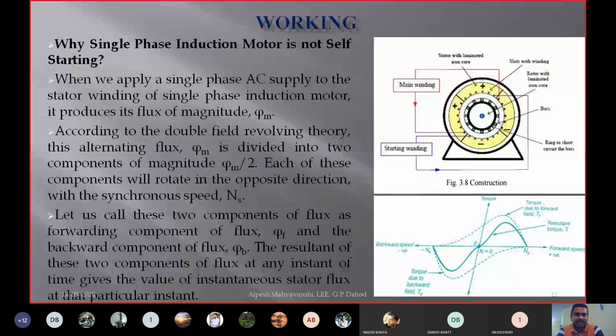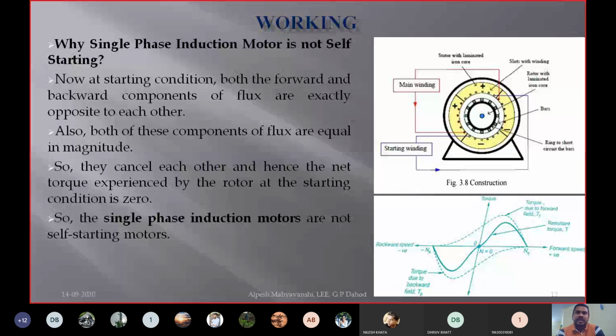Here, this is the forward torque component and this is the reverse torque component. We can say that this is the forward component and this is the reverse component. In terms of flux, it is the forward flux and the backward flux. Now at the starting condition, both the forward and backward flux components are exactly equal and opposite to each other.